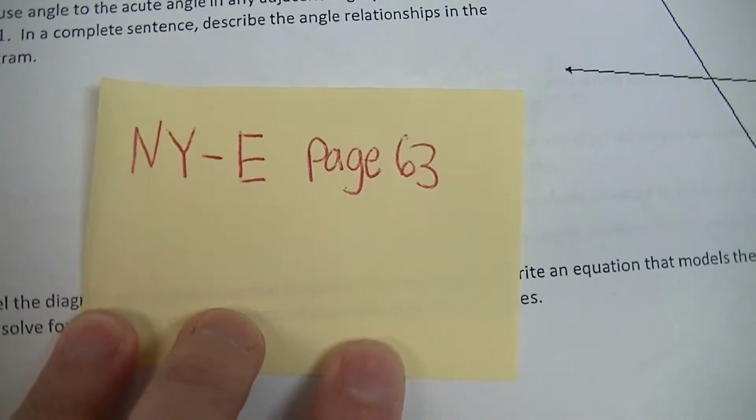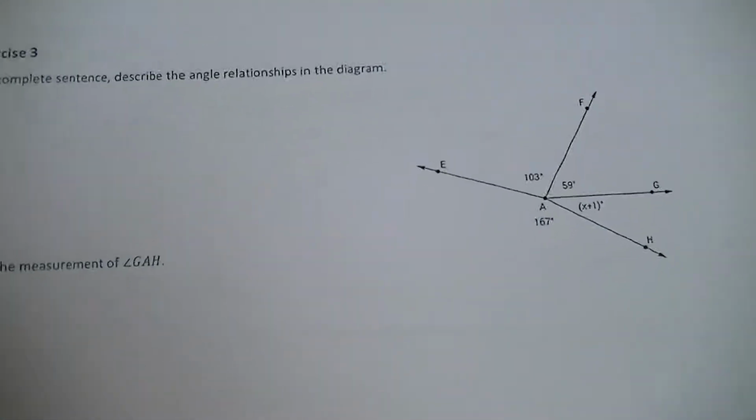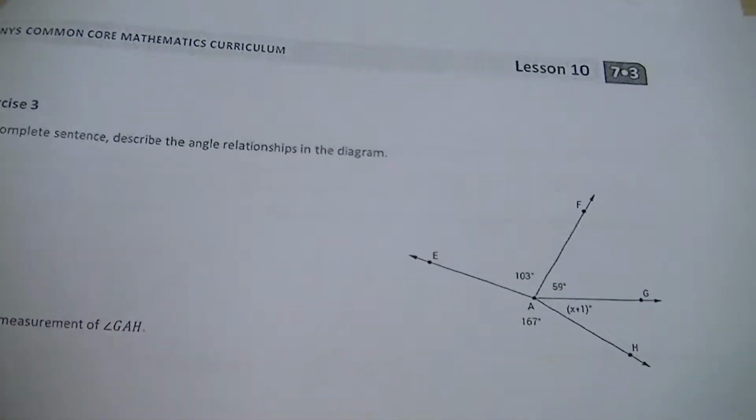This video will show you how to complete the problems on page 63 from your math book. The first question says, in a complete sentence, describe the angle relationships in the diagram.